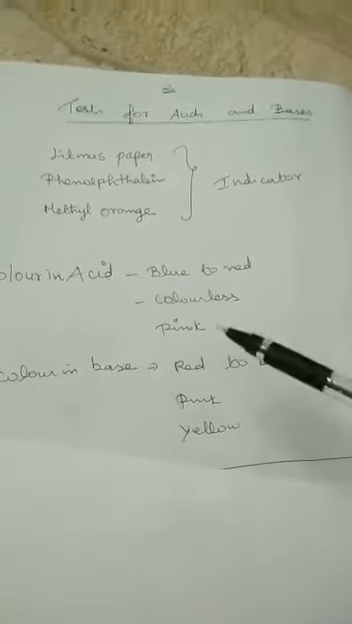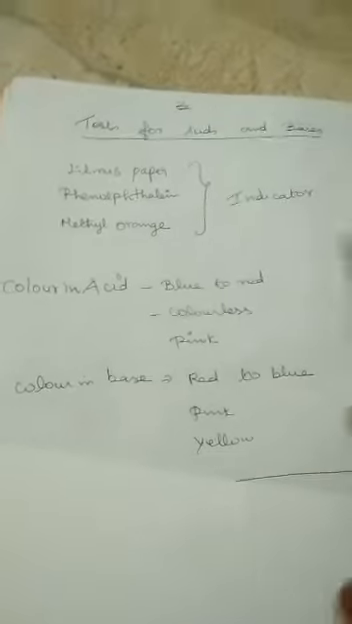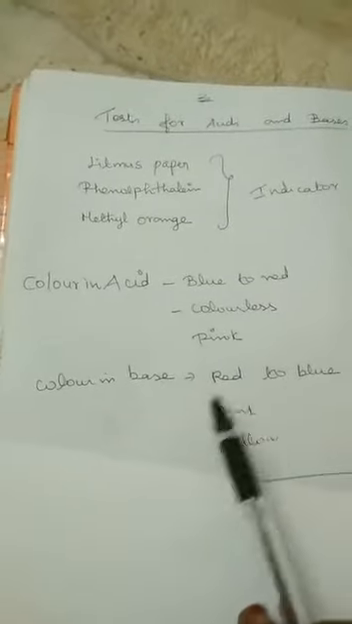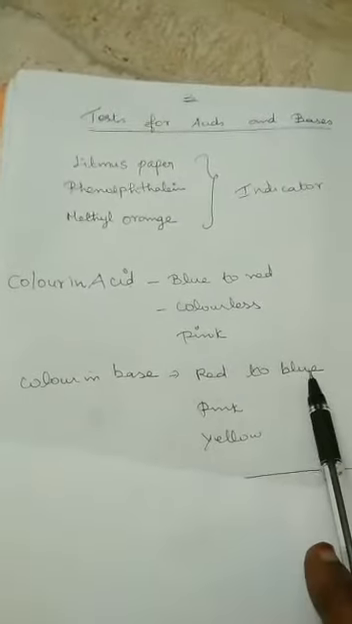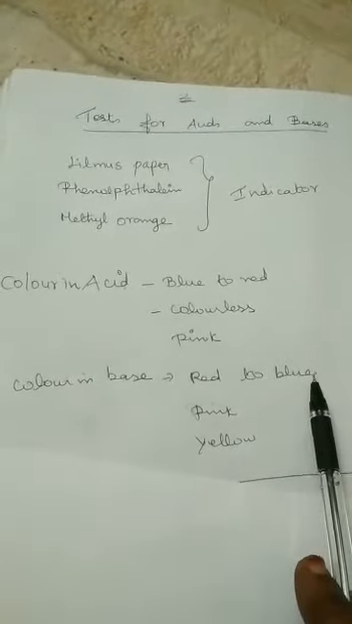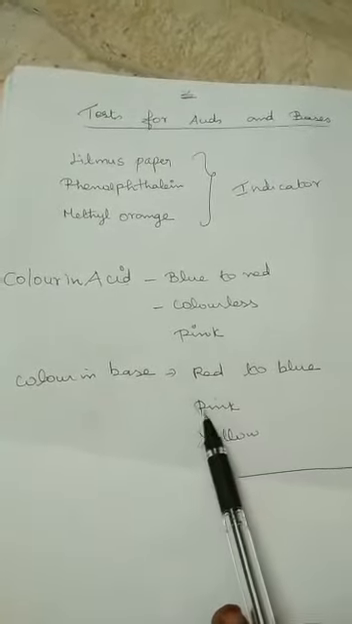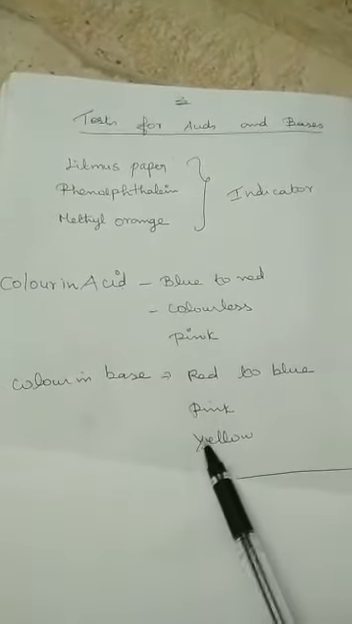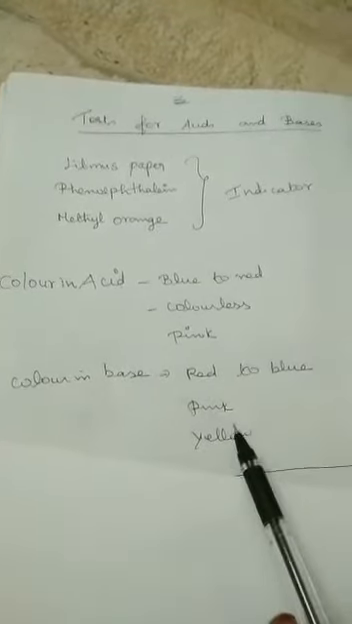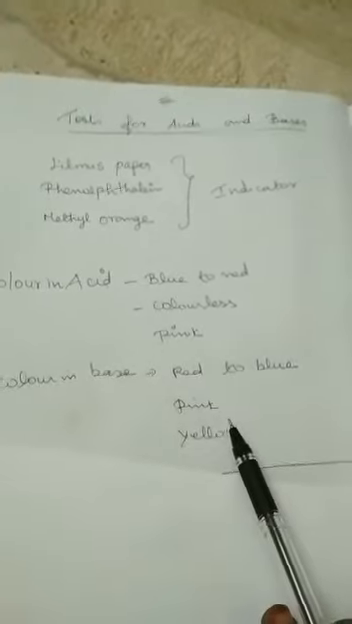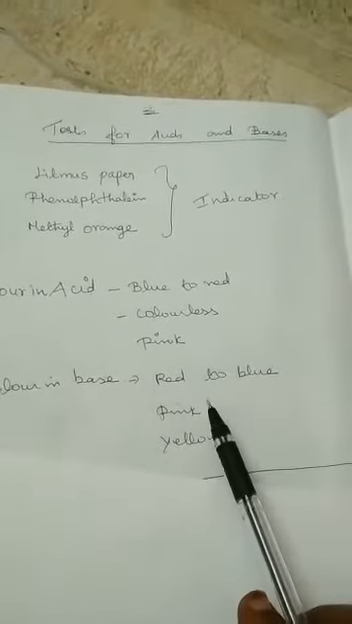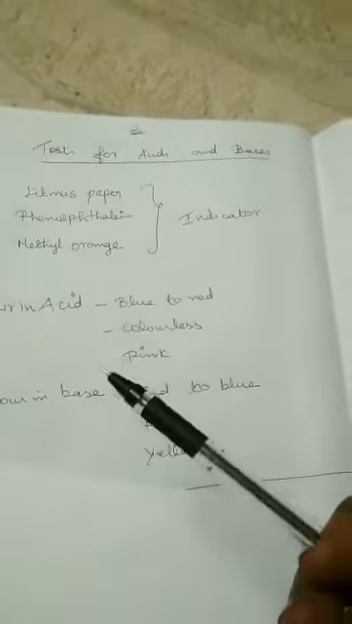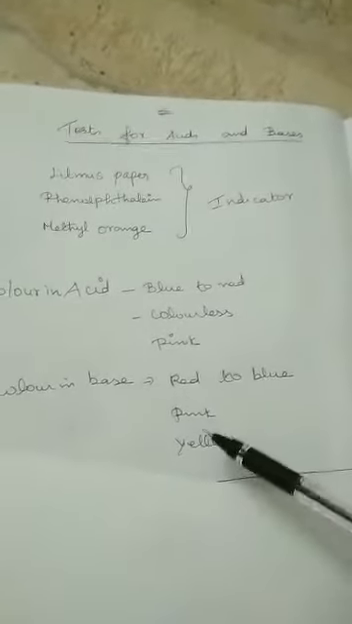You take the basic solution in 3 test tubes. In the first tube, dip the litmus paper, it changes from red to blue. In the second test tube, you add phenolphthalein, it changes to pink color. In the third test tube, you add methyl orange, it changes to yellow in color. So from that, we can understand that what we have taken is base. Okay children?